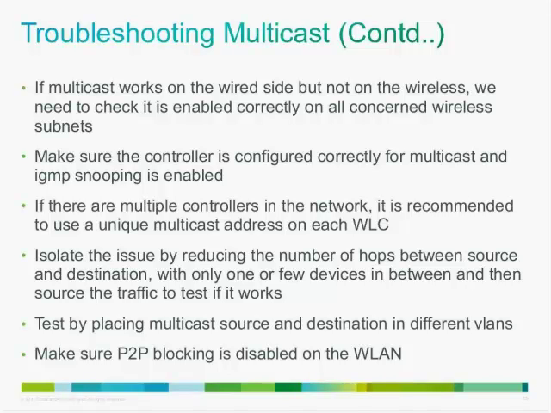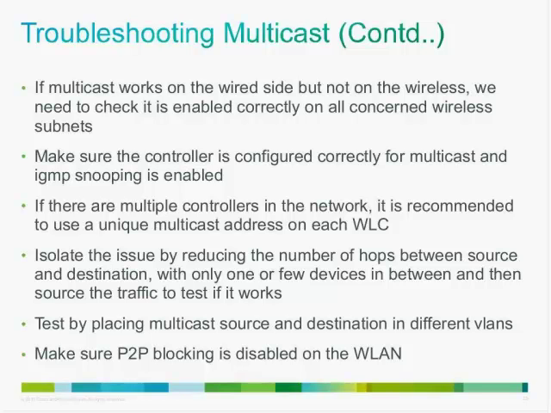If there are multiple controllers in the network, it is recommended to use a unique multicast address. There are times when we see a flood of multicast traffic, and we have also seen high CPU on switches, because various controllers have been using the same multicast IP and the traffic is flooded all across the network. So in order to avoid this, we will make sure that the IPs are configured separately on each controller.